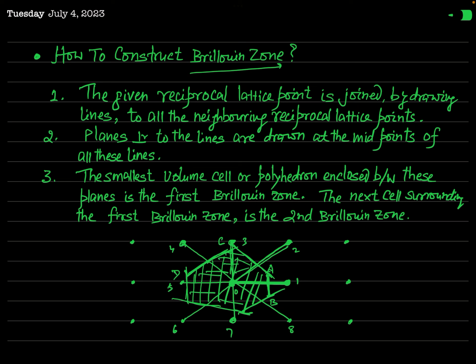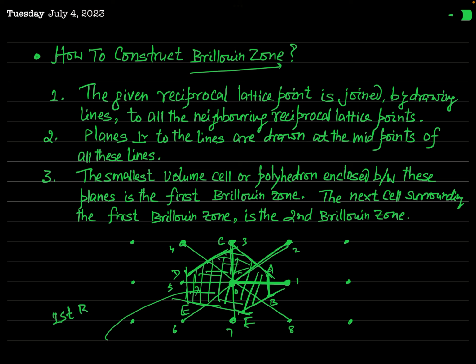Actually, this region is the Wigner-Seitz cell in reciprocal lattice space. This is the smallest volume cell, and this smallest volume cell is called the first Brillouin zone. Okay, so the region you can see, A, B, C, D, E, F, B, actually represents the first Brillouin zone. So this is the first Brillouin zone. BZ I have written for Brillouin zone.